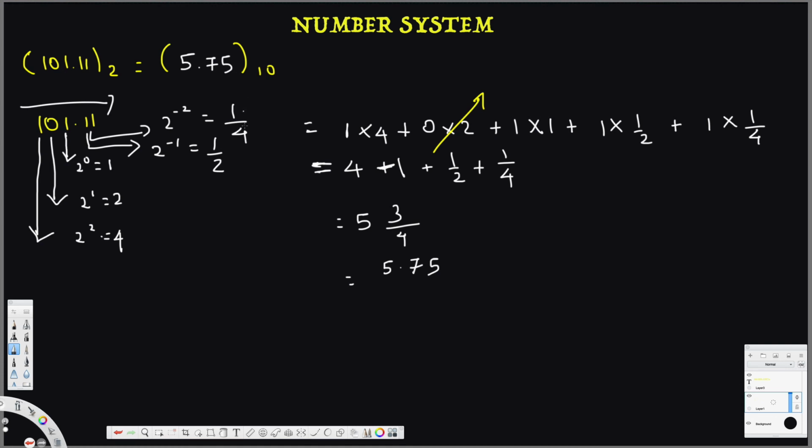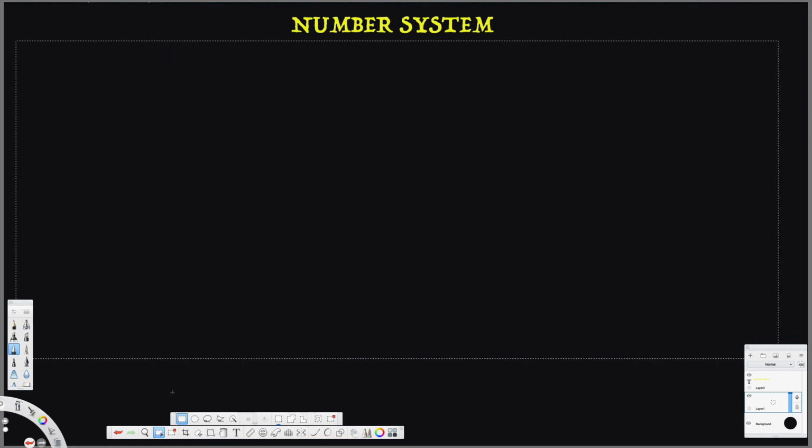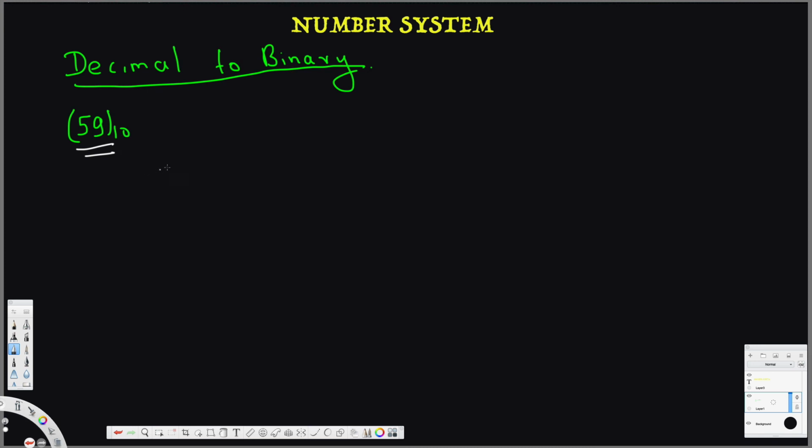Now we are going to see another thing: how to convert a number from decimal to binary. To do that, I get rid of this one first. Decimal to binary, I write that one. To convert decimal to binary, let's look at a number. Let's say we have 59, the base is 10. How can we convert this number from decimal to binary?